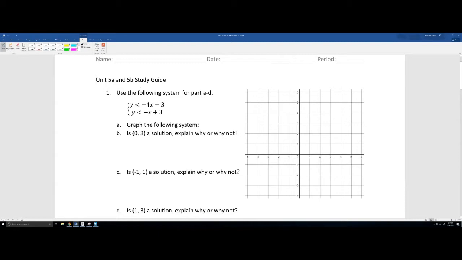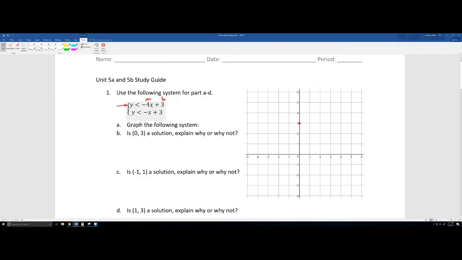All right, so let's look at number one. We're dealing with systems and we're going to go ahead and graph them, okay? So let's start with the first equation that we have here. Y is less than negative 4x plus 3. Again, start with your y-intercept, okay? That'll be at (0, 3), so go to 3. There we go. And then our slope or rate of change for our graph will be down 4 over 1.